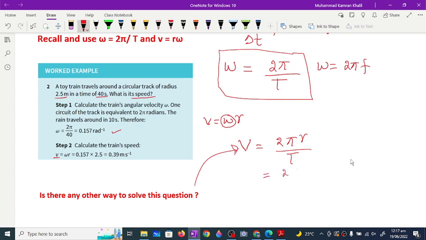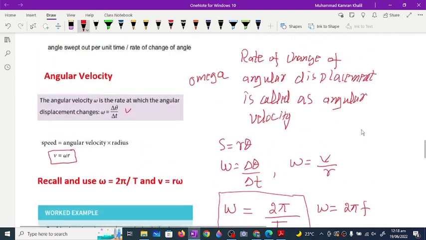So 2 into pi into radius, which is already in meters, 2.5, and then divided by time. The time given is 40 seconds. So we will get the same answer, that is 0.39 meter per second. So I hope that you have a good concept of this first phase.